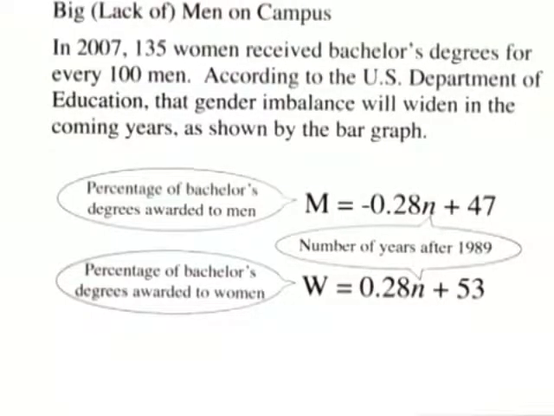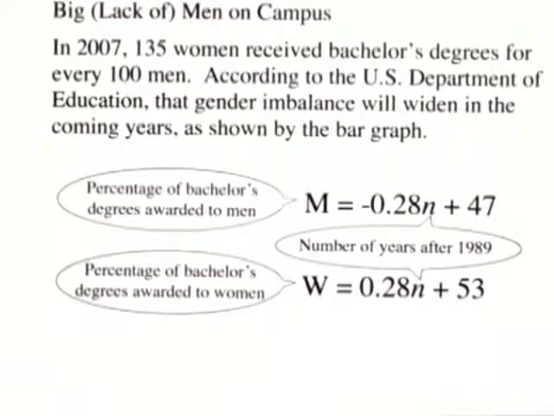Big lack of men on campus. In 2007, 135 women received bachelor's degrees for every 100 men. According to the U.S. Department of Education, that gender imbalance will widen in the coming years, as shown by the bar graph. Before we look at the bar graph, let's look at the formulas given.